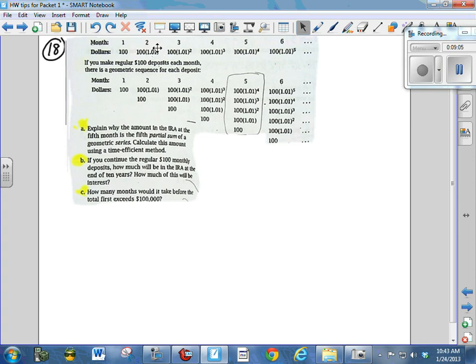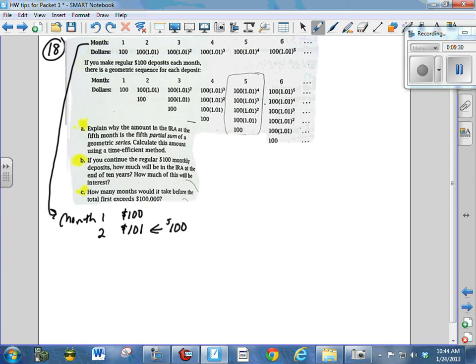So this is basically multiplying 100 by 101%, which makes it a bigger number than you started with. So if I were looking at month 1 in this first example down here, I would have $100. And then in month 2, I'd have $101. I got that by doing $100 times 1.01.